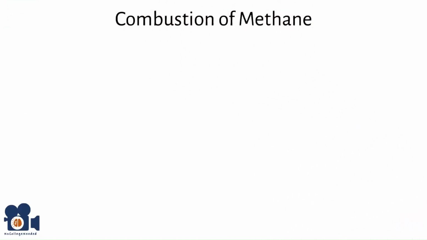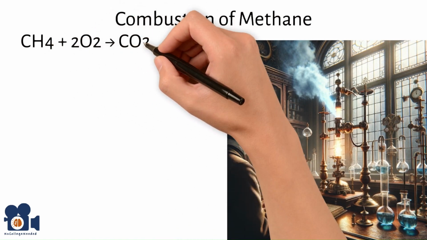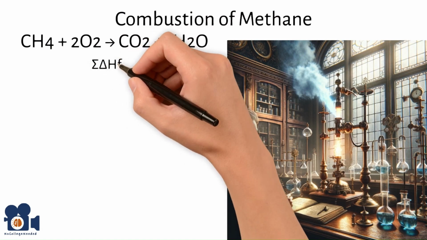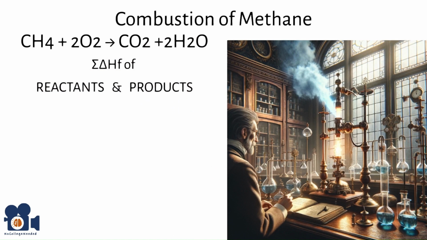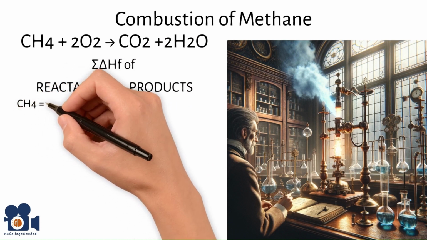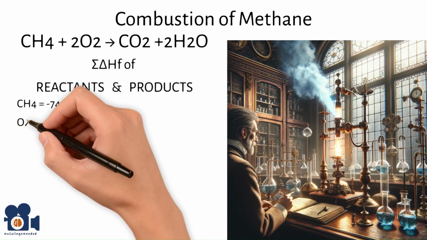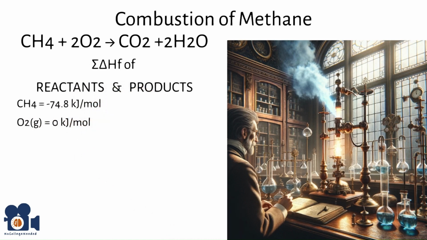The equation for the combustion of methane is CH4 gas plus 2 oxygen gas going to CO2 gas plus 2 H2O liquid. Now we need to sum the delta HF of the reactants and products. Since we have the tabulated data, we know that the delta HF of CH4 methane equals negative 74.8 kilojoules per mole. Delta HF of oxygen equals 0 kilojoules per mole, since oxygen gas is in its standard state, therefore 0.